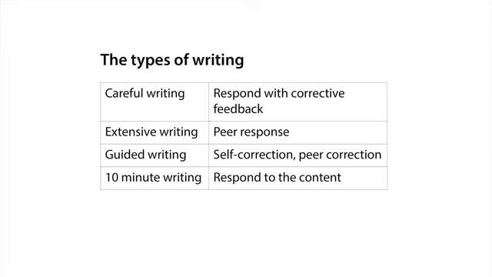In 10-minute writing, for fluency development, the teacher just responds to the content, and this can just be a simple comment. The teacher probably shouldn't collect 10-minute writing samples, but should just walk around the class looking over the learner's shoulder after they've finished the writing and giving a brief comment on some of the writing.